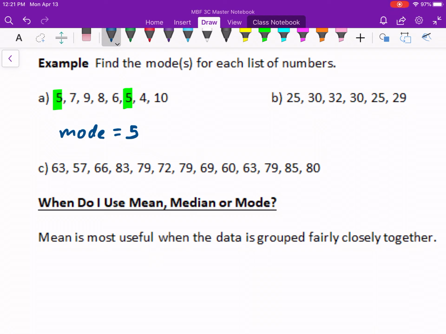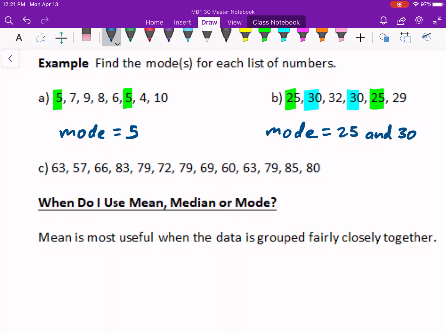For the next set, we've got 25. It turns up twice, but so does 30. So here's a case where we have two modes. You can have more than one mode. As it said above, you can also have no modes. But in this case, the mode is 25 and 30.